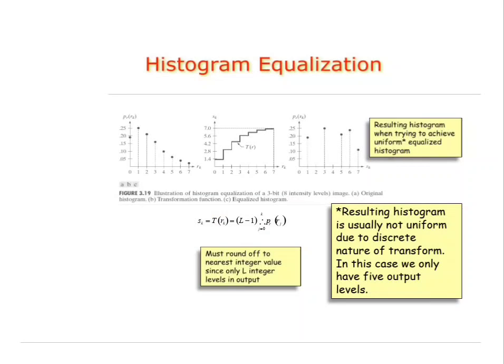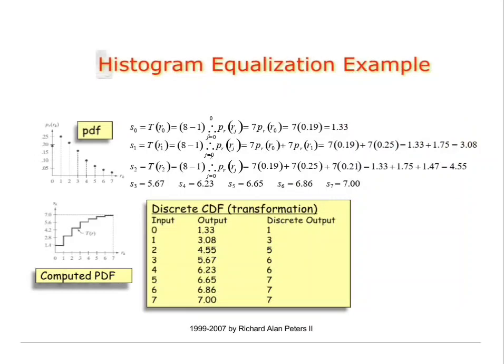By using the formula Sk is equal to T of Rk, which is (L minus 1) times the summation of j equal to 0 to k of Pr(Rj), we can find the values of S0, S1, S2, S3, S4, S5, S6 and S7, and we draw the histogram diagram for these values. By using the formula, we get the value of S0 is 1.33.